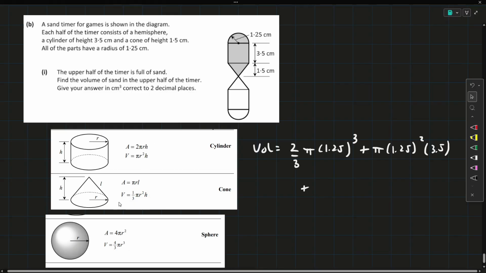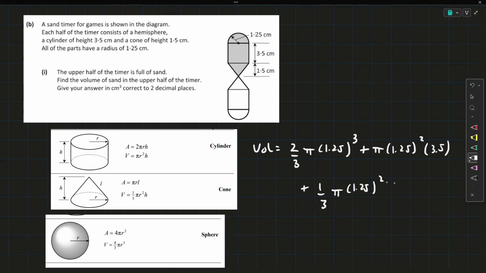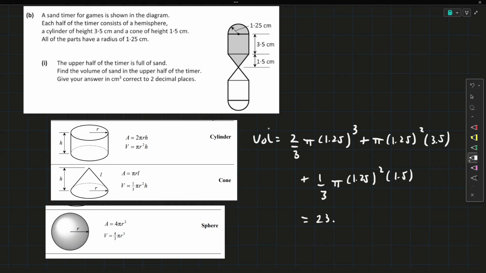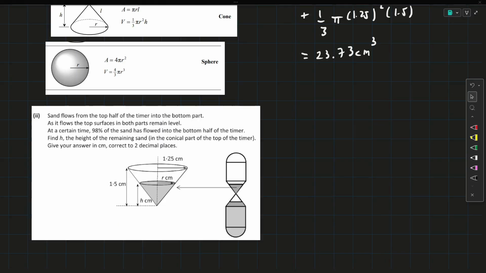So to get the volume of the cone, we'll have 1/3 pi. The radius is the same, 1.25. We're going to square that, then multiply by the height, which is 1.5, and you can just put that into your calculator, and you end up getting, at 2 decimal places, 23.73 centimeters cubed. Then the sand starts flowing down, and at a certain time, 98% is in the bottom half.